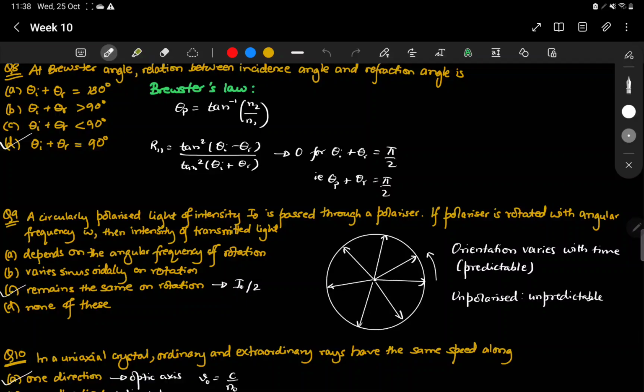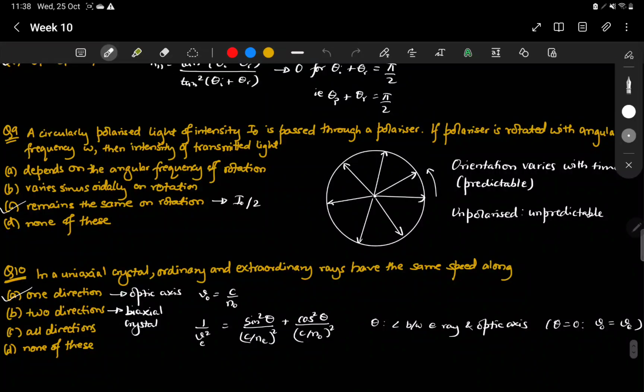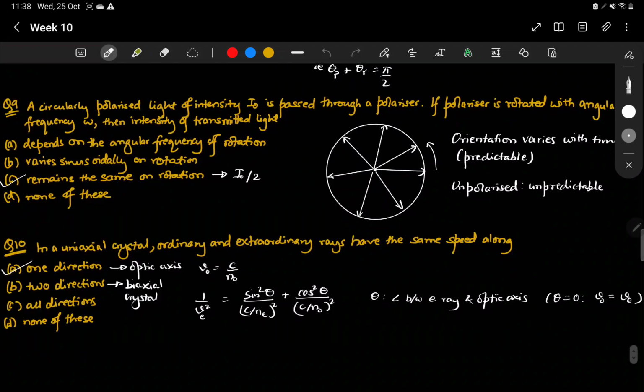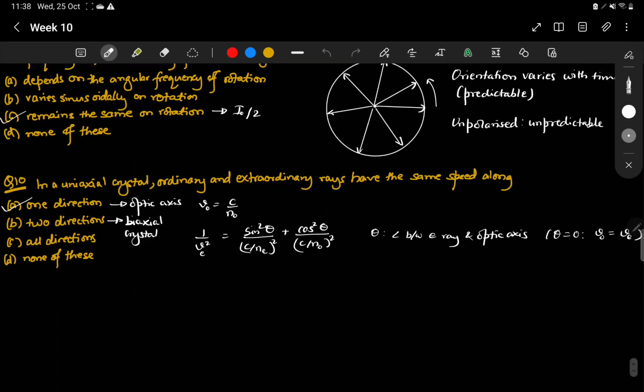When circularly polarized light of intensity I naught falls on a polarizer, and the polarizer is rotated with some angular frequency omega, the output intensity remains the same. It does not vary with rotation, and the output intensity is simply I naught over 2. In a uniaxial crystal, ordinary and extraordinary rays have the same speed along one direction, and that direction is called the optic axis.